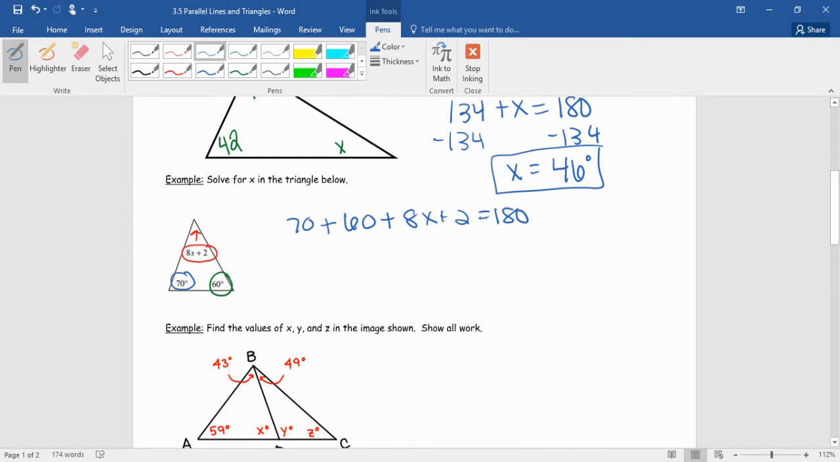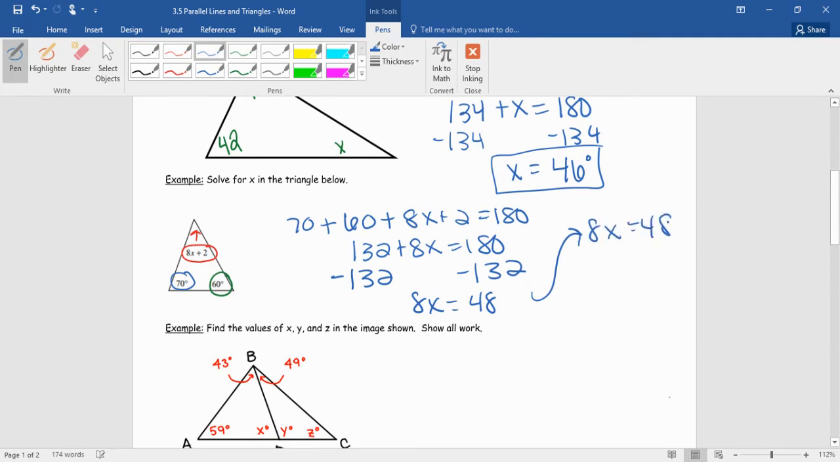So now we're going to combine like terms. Somebody figure out what 70 plus 60 is. 130 plus 2. Oh, look. So this is 132 plus 8x equals 180. Again, we're solving for x, so we're going to subtract that 132. So now we have 8x equals whatever 180 minus 132 is. It's 48. And then our last step, if we're solving for x, would be to divide both sides by 8. So x equals 6.